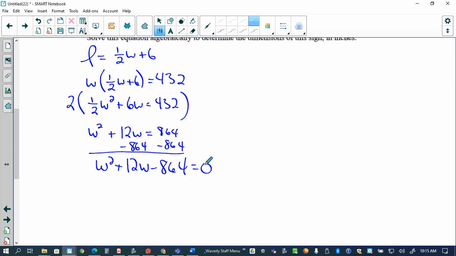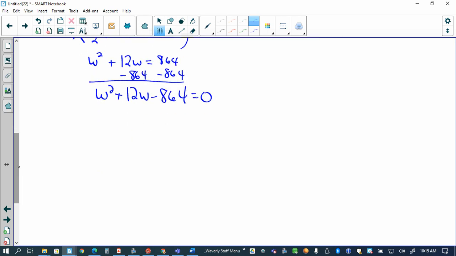Well, factor it, right? GCF is one method. Is there a GCF? No. But it's a trinomial, right? Is it the simpler one that you get halfway done? Okay, all right, so let's do that.